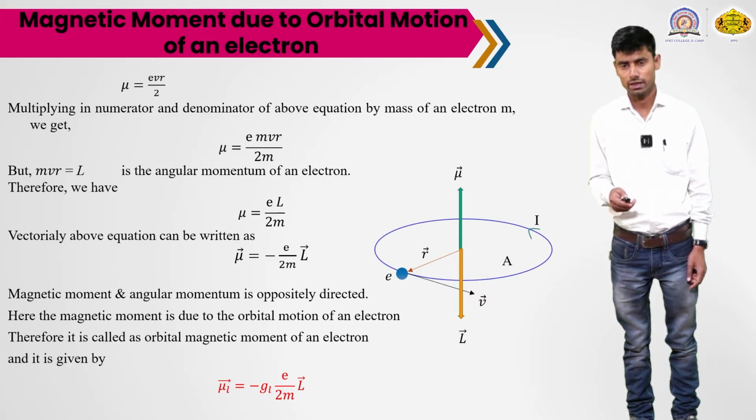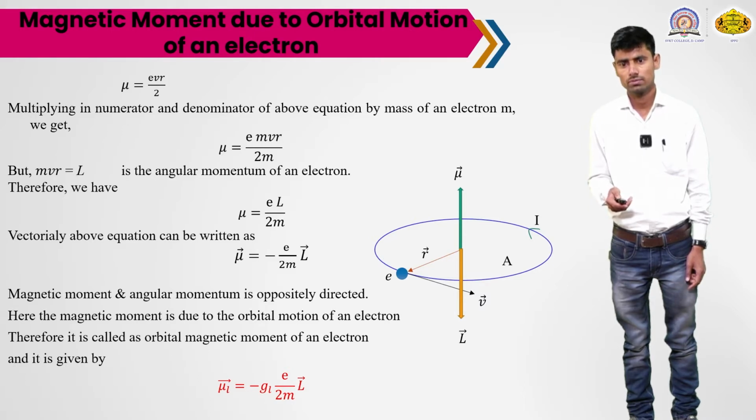And vectorially I can write this magnetic moment as mu bar equals minus e divided by 2m into L bar. Here the negative sign is due to the negative charge on an electron, and so you can observe that the magnetic moment of an electron is opposite to the angular momentum vector L bar. So they are oppositely directed as shown in the figure.